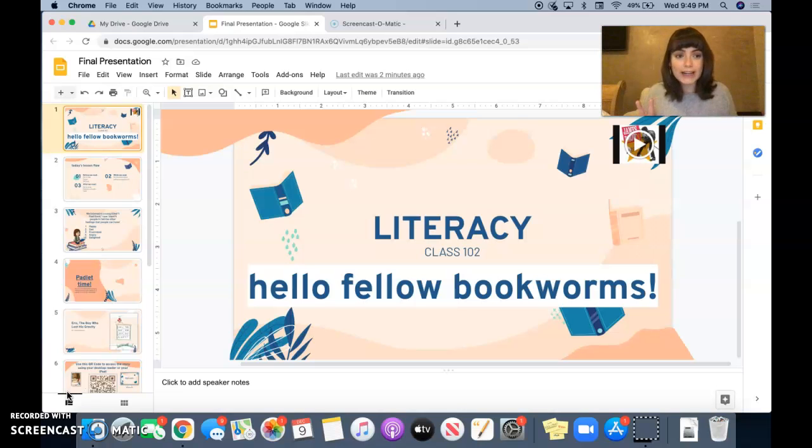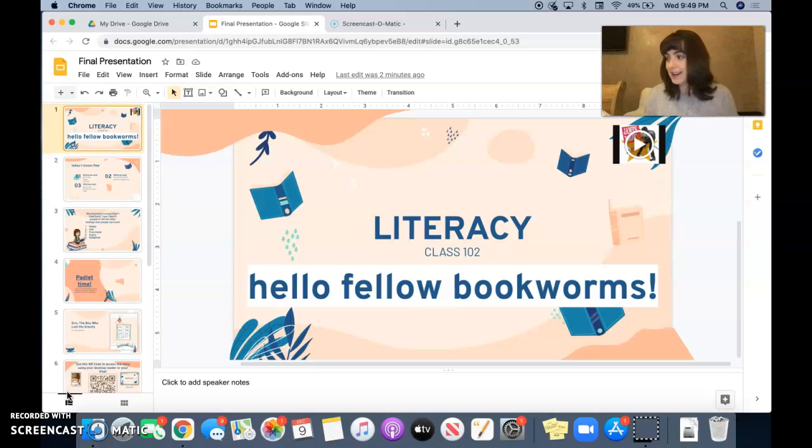We have 2 guiding questions for the lesson. The first one is, how can we tell how a character feels by looking at illustrations? And the second one is, how can we notice a change in a character's feelings? Those 2 are definitely connected, and I hope that students would pick up on that.